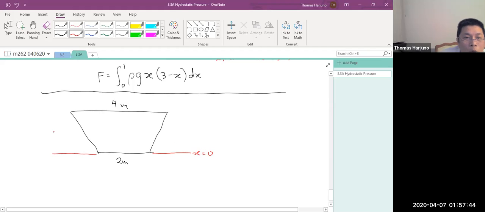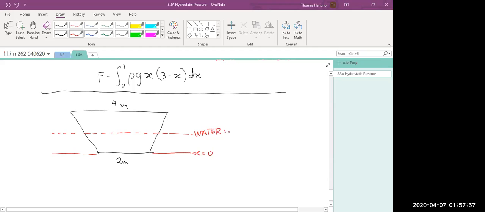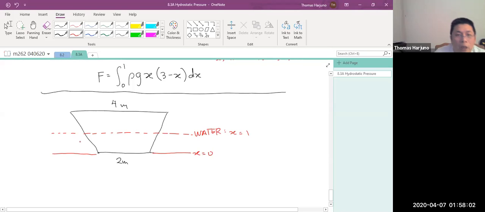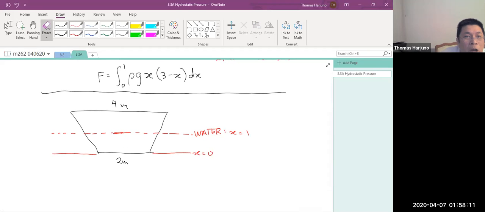Now how far do I need to go up to the surface of the water? x equals 1. In the earlier case, my x started from here going down. Right now, I don't do that. Right now, my x starts from here going up. Let's say this is my x.